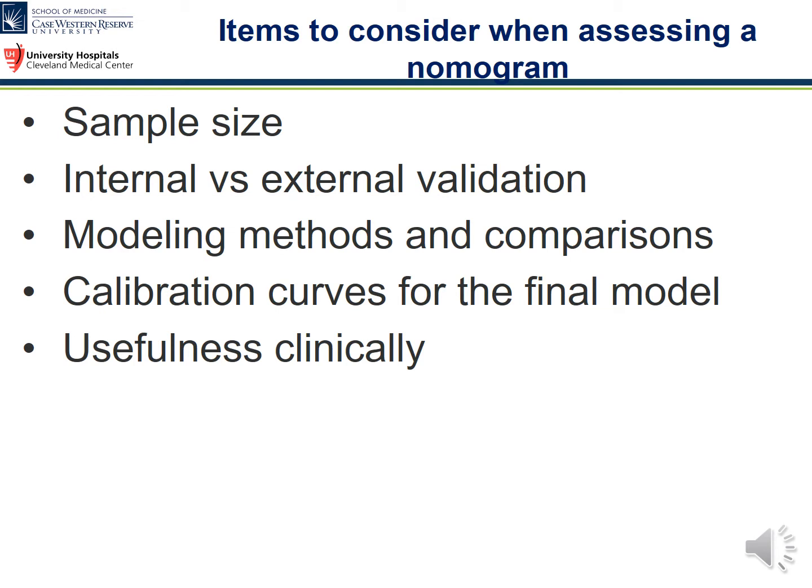Which modeling methods were used? Why did they choose the final method that they did? And how did they compare the models to each other? These are also important things to keep in mind. Many times the models are compared using receiver operating curves and area under the curve statistics, and also something called a C index or concordance index.